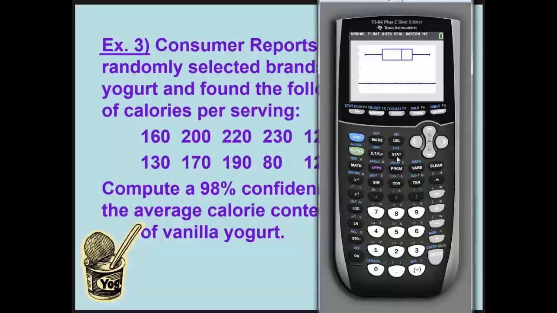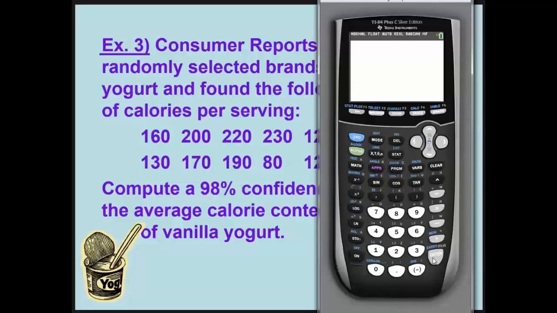We can go ahead and jump to the test menu. So I'm going to go back to test and look for a t interval. And this time I want data. So let me hit enter there. And in data, it's going to ask me, where do you have all this stuff? Well, all of my raw data is in list 1. Frequency would be 1 in this case, and I want a 98% confidence interval.